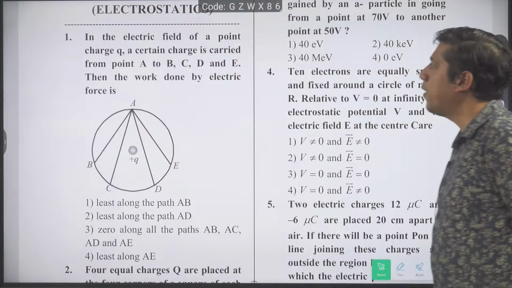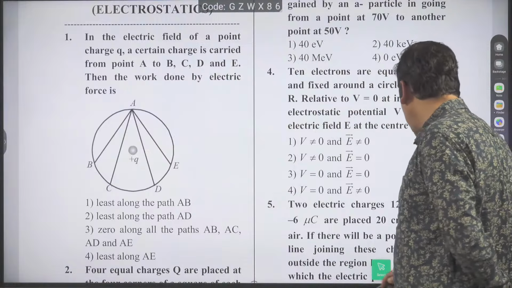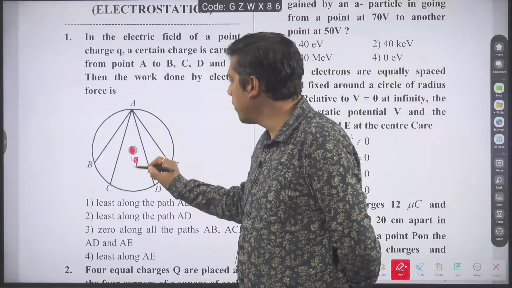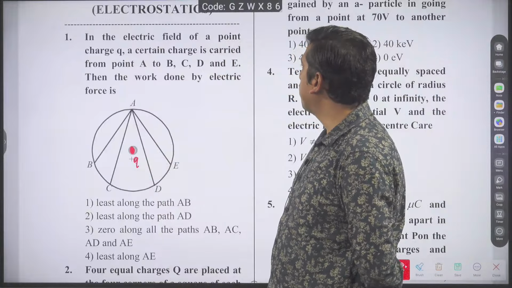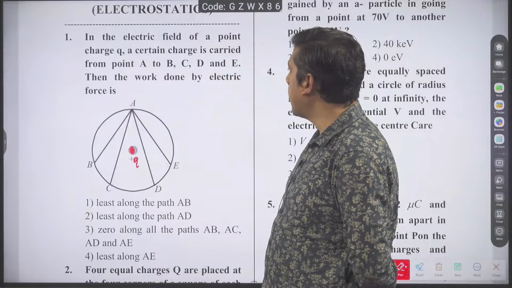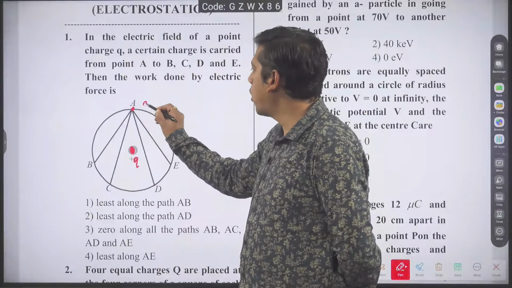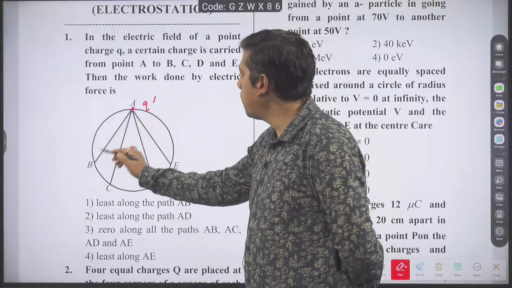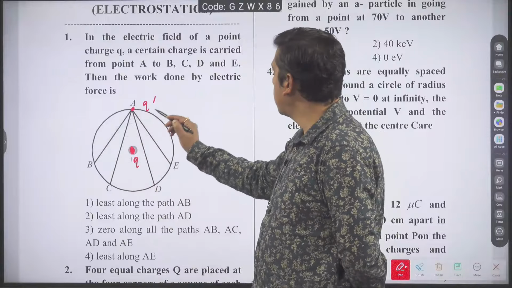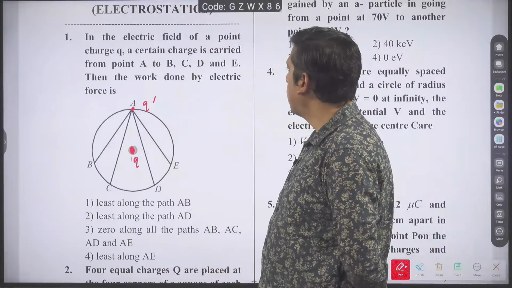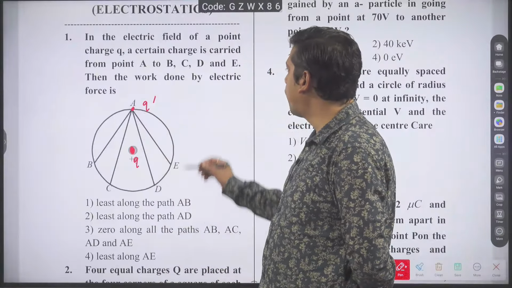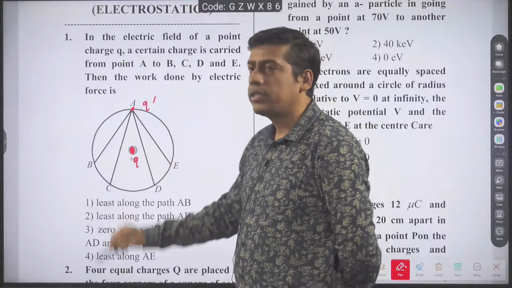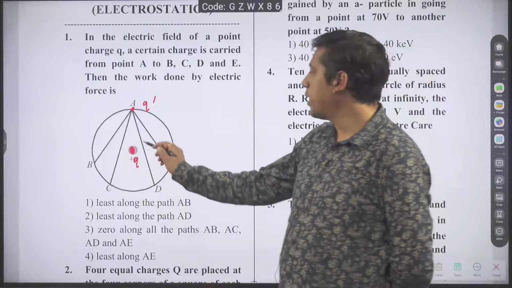They're saying in an electric field of a point charge Q, there is a point charge Q placed over here. And a certain charge, let's call it Q dash, is being carried from point A to point B, to point C, to point D and E. Then work done by the electric force, meaning the electric force due to this charge.